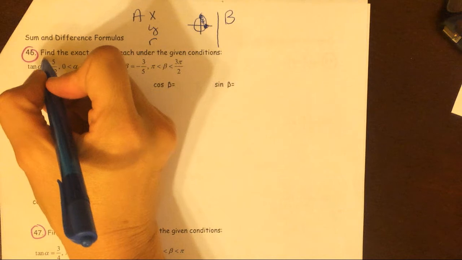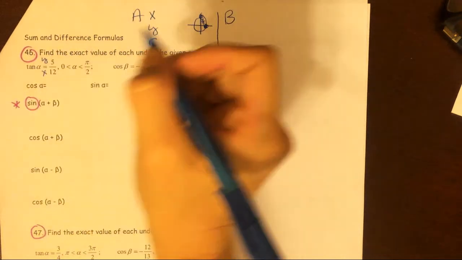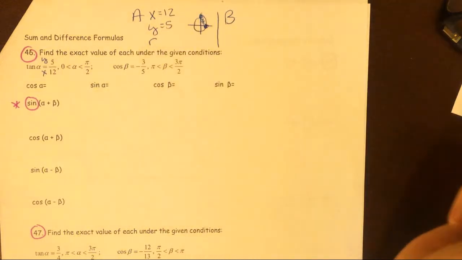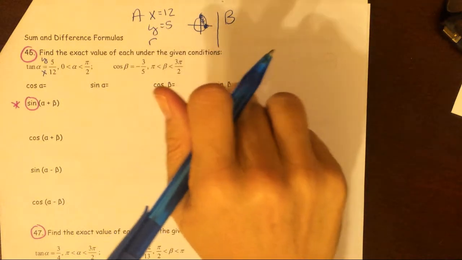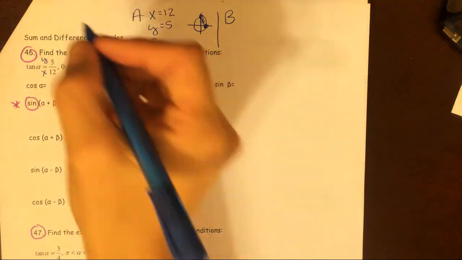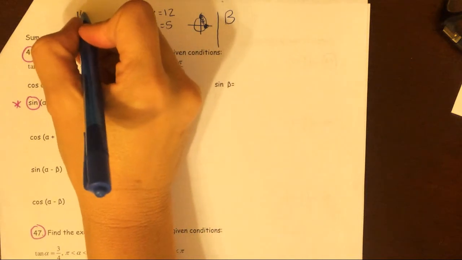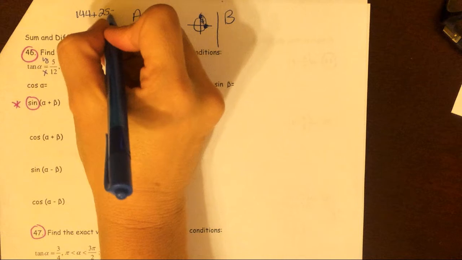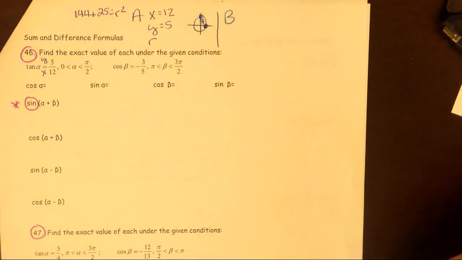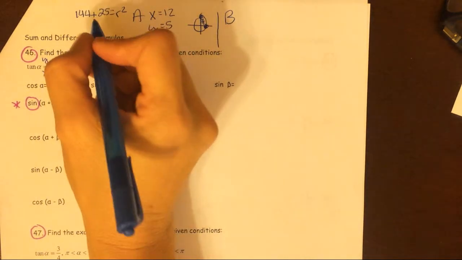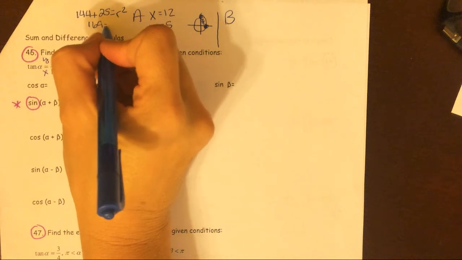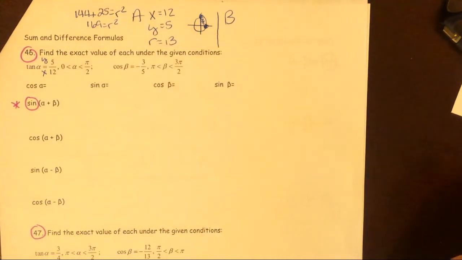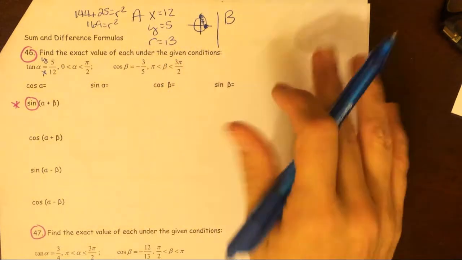So because they gave me tangent, I have the y and the x. So my y is 5, my x is 12. And then I'm going to do my x squared plus y squared equals r squared. So 144 plus 25 equals r squared. 144 plus 25 is 169. So R is 13.